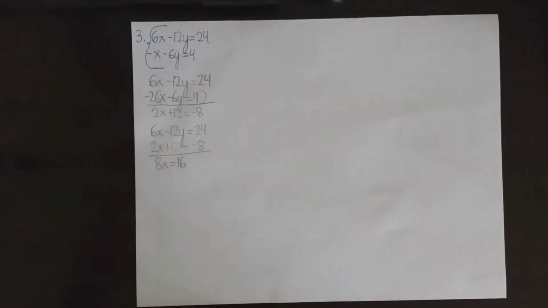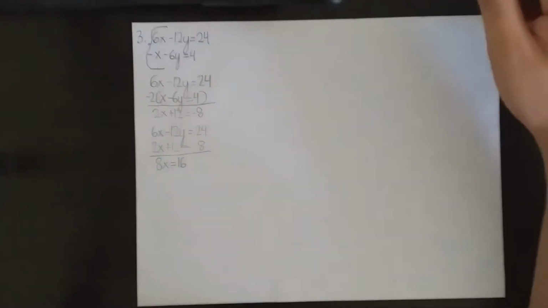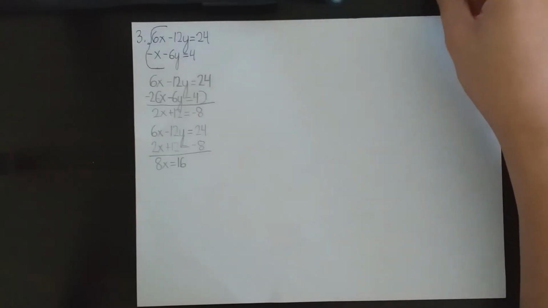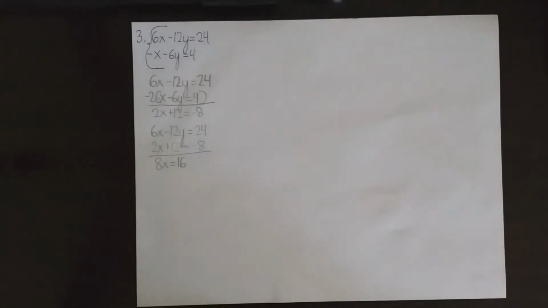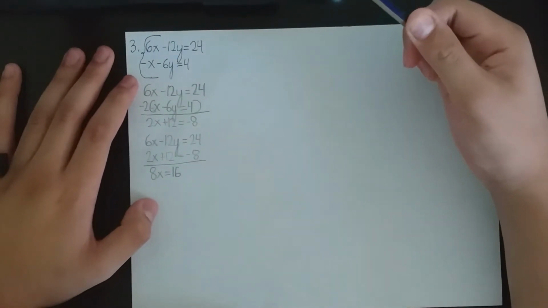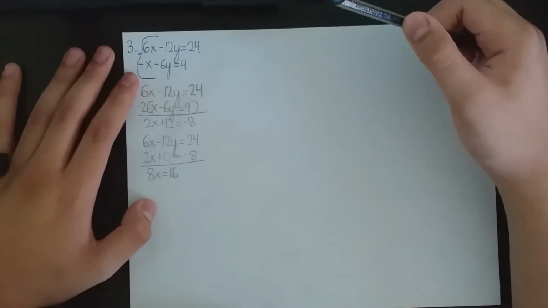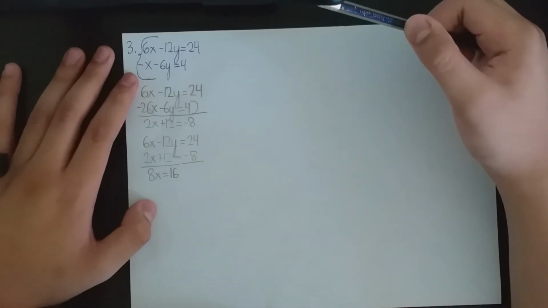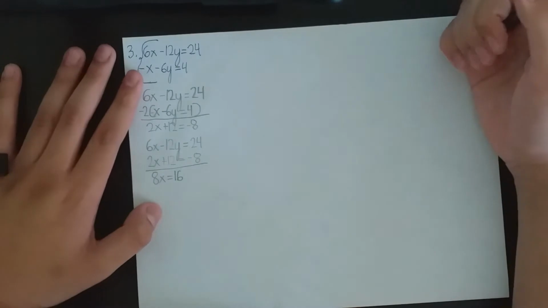Hello, everyone, and this is the third question. So we will be using the elimination method, and our first equation is 6x minus 2y equals 24, and our second equation is negative x minus 6y equals 4. So I will be multiplying the second equation by negative 2, so that our negative 6y could be compatible with the first equation, negative 12y, so we could cancel it.